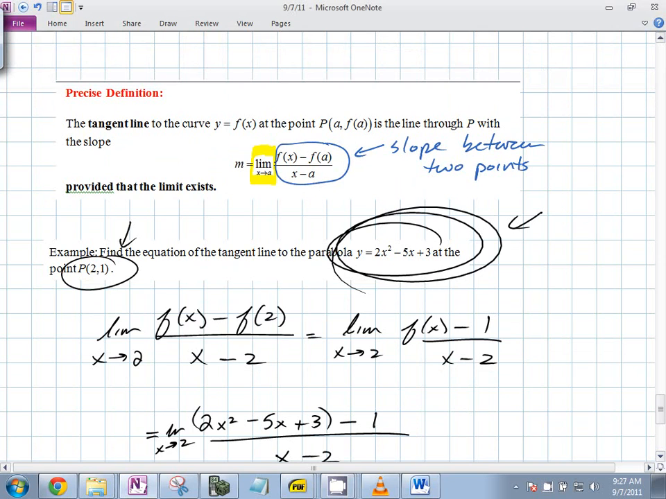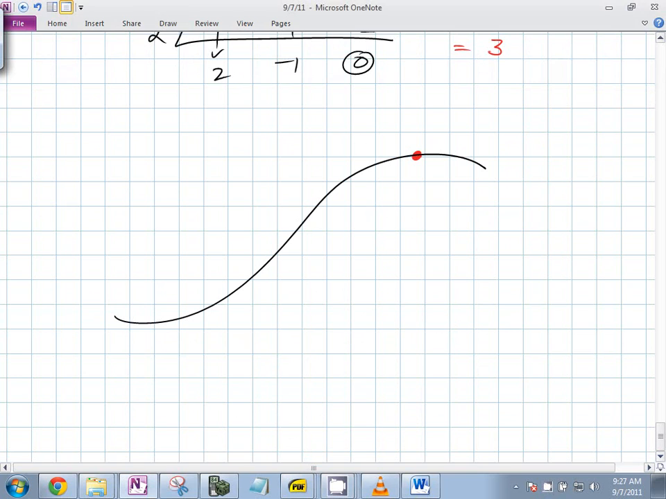X. X is on a journey towards what? A. That's all we did. We fixed it. We anchored that point, and we took this blue dot, and this blue dot is on a journey, right? So we called that x comma f of x, and we called this a comma f of a.